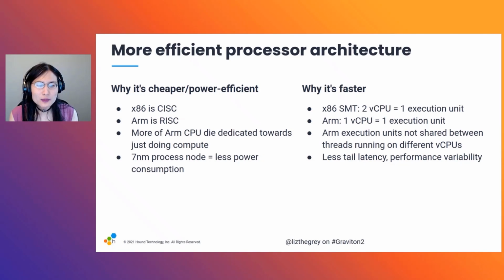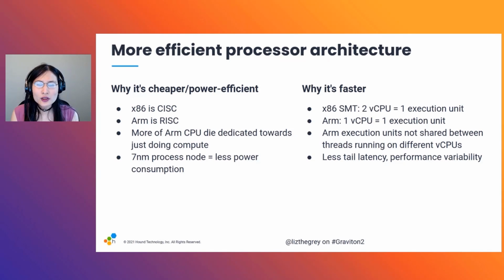If you think a little bit about the processor architecture differences between x86 and ARM, x86 has a complex instruction set. It consists of a large number of very complex instructions that must be decoded and transformed into lower-level processor operations. Whereas the ARM processor is a reduced instruction set, and therefore it can devote more of its processor die just to doing compute, and it doesn't have to worry about doing that high amount of instruction decoding and transformation.